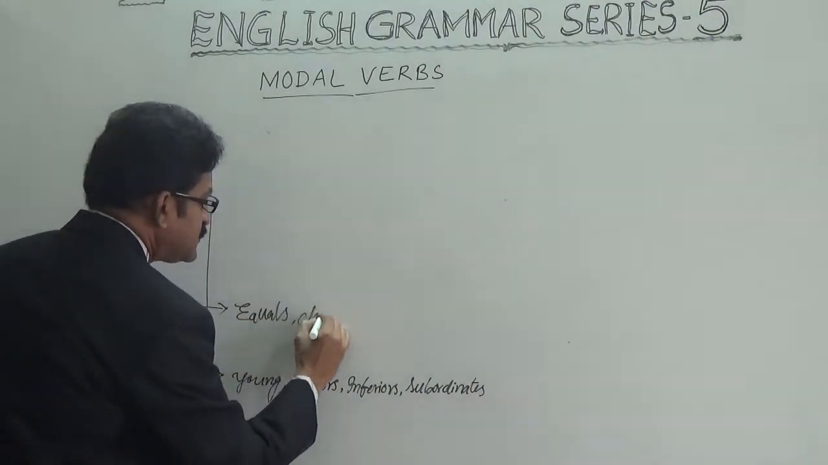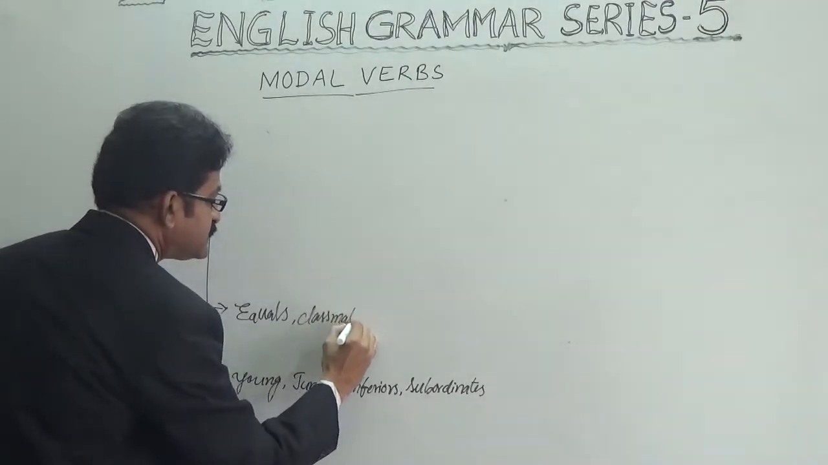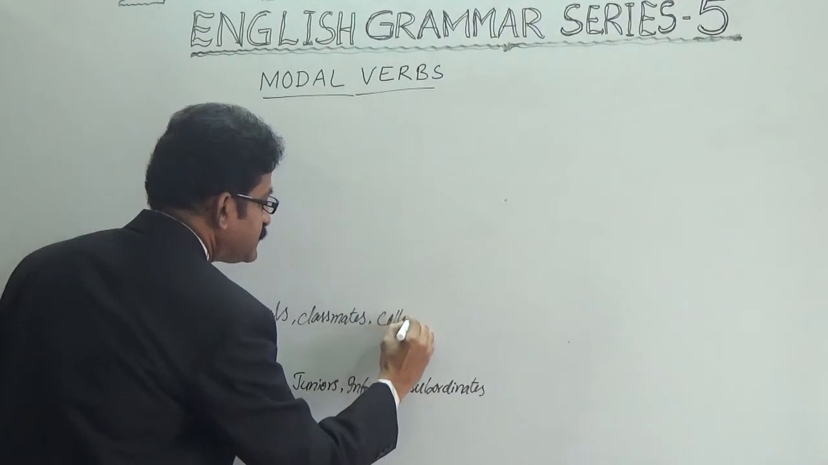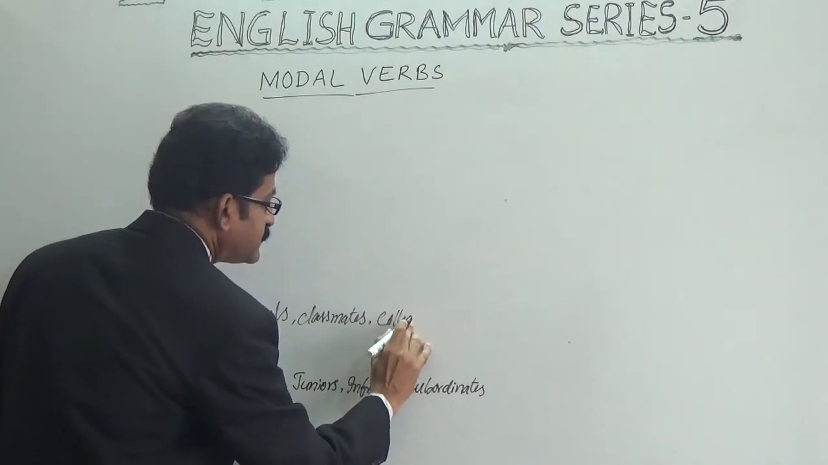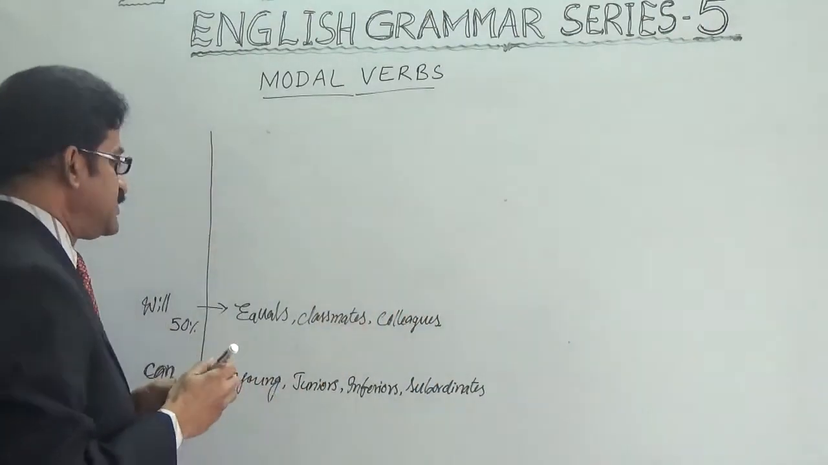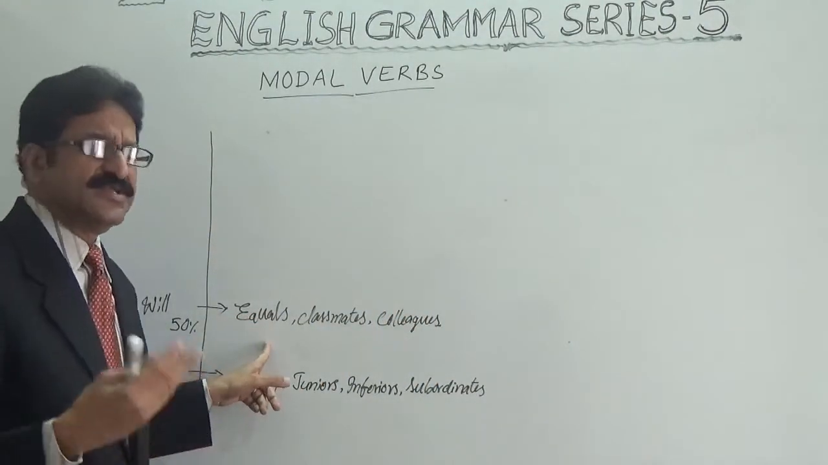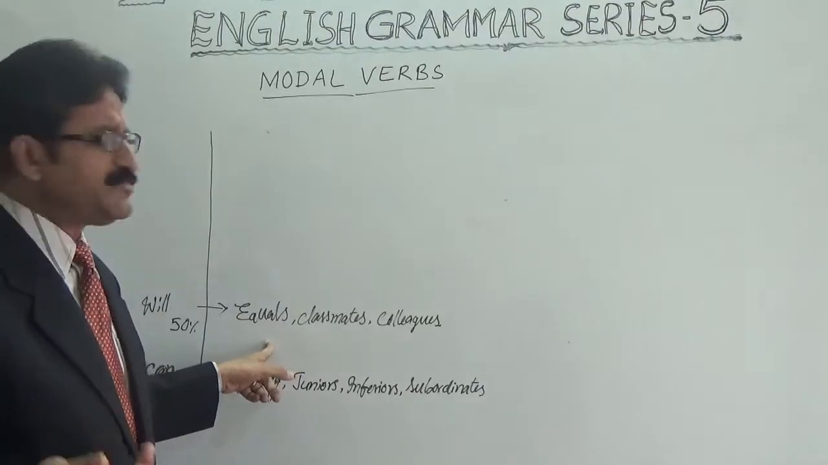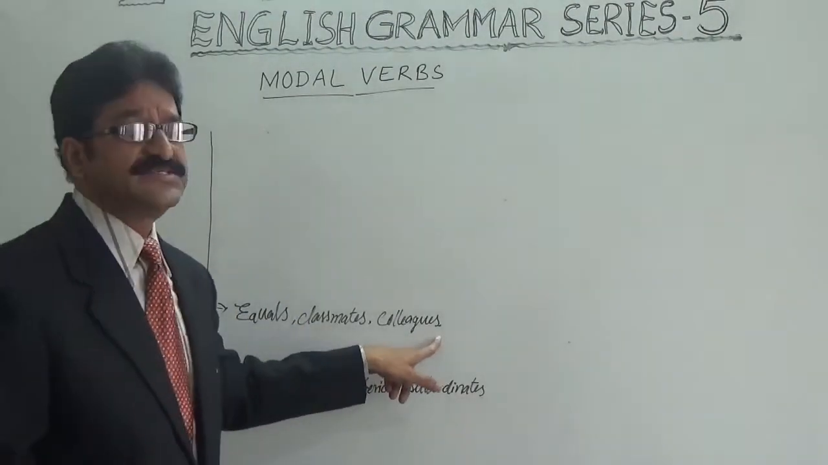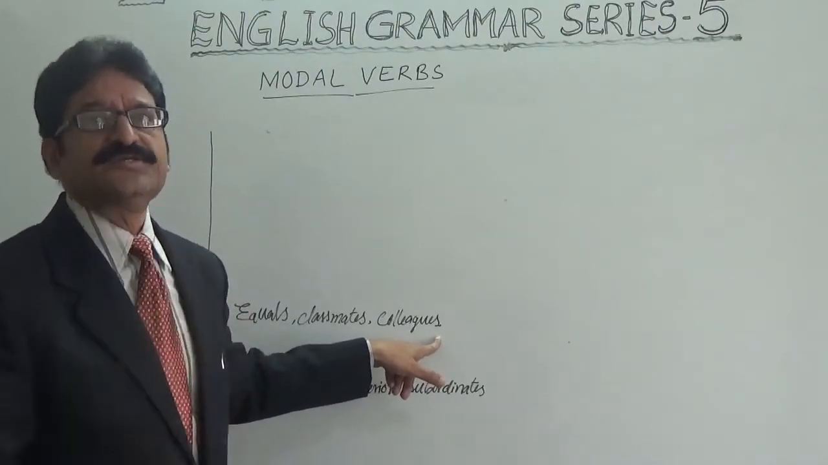Equals, classmates, colleagues, isn't it? Like that. For example, equals regarding age, stage or something like that. Classmates, our friends and classmates. Colleagues, the people who are working in the same cadre.